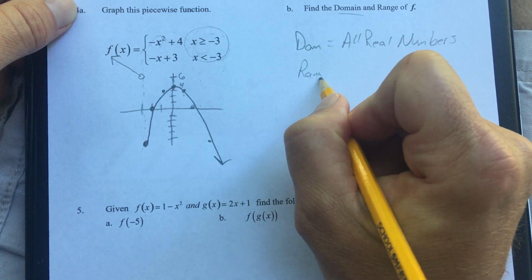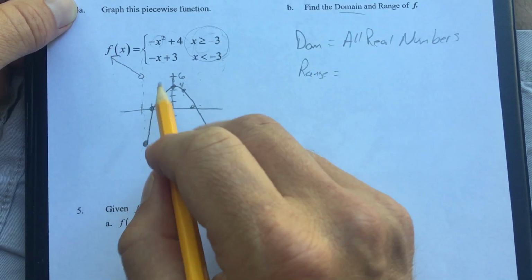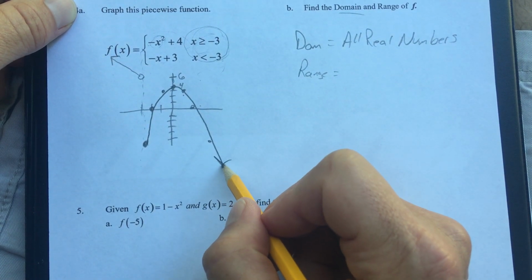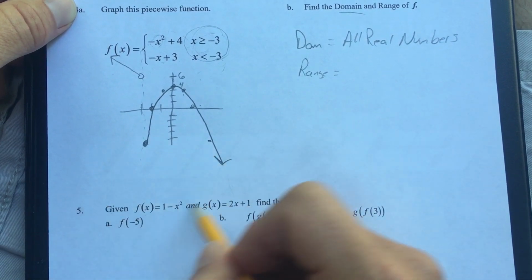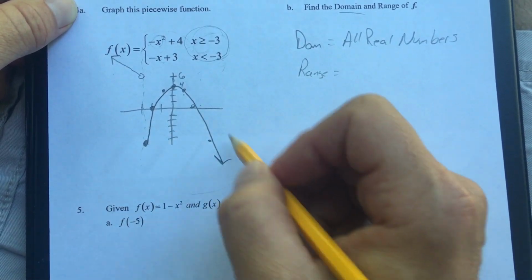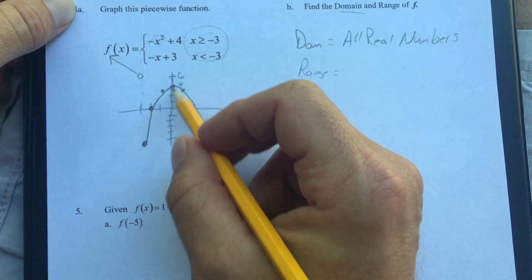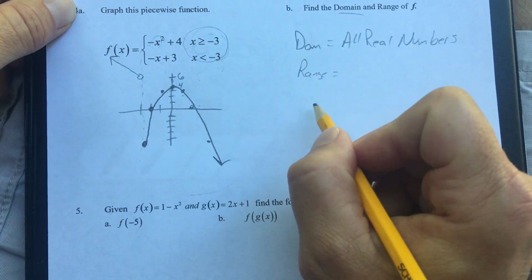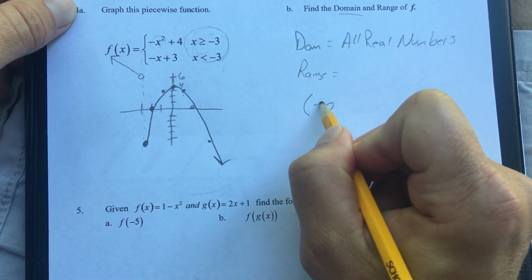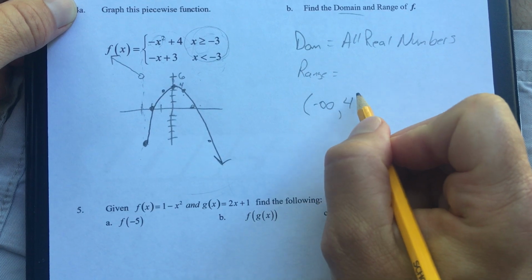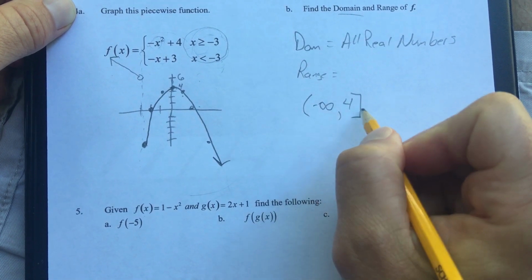Now, as far as the range goes, we're looking for what values this function could be. So right away we see that this function is going to decrease forever and ever. So it can be any negative value you can come up with, this function will be able to equal, and it'll do that all the way up to +4. So part of this range is from -infinity all the way to +4, including 4. It could equal that.